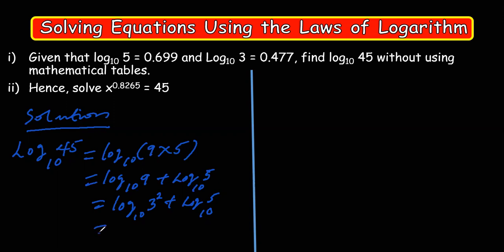And then thereafter, remember the power law that says that we have to multiply the log by its power. So we are going to have 2 multiplied by log 3, which is in base 10, plus log 5, which is also in base 10. Now, if you look at this problem, you will see that we have simplified log 45 into log 3 and log 5. So we can easily substitute these values and add. The value of log 5 is given to us, and the value of log 3 is also given to us.